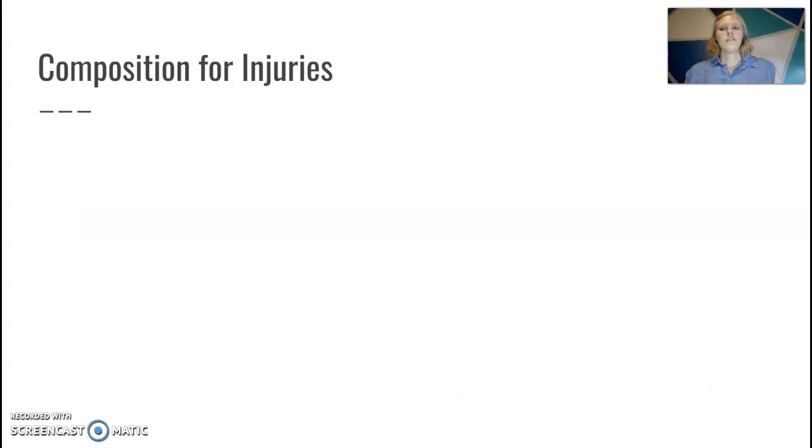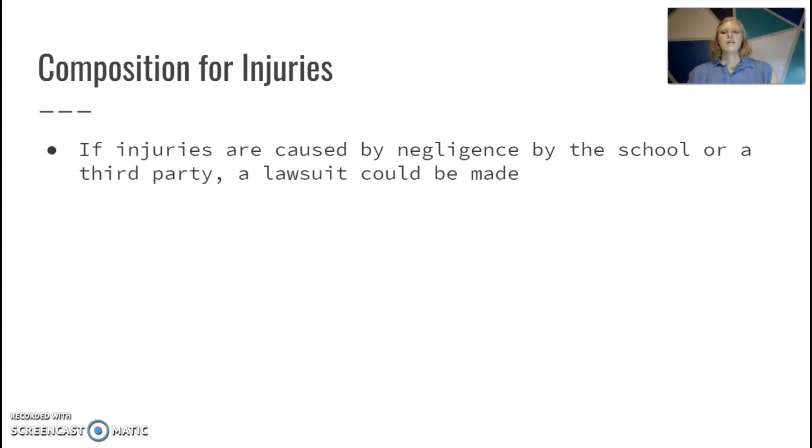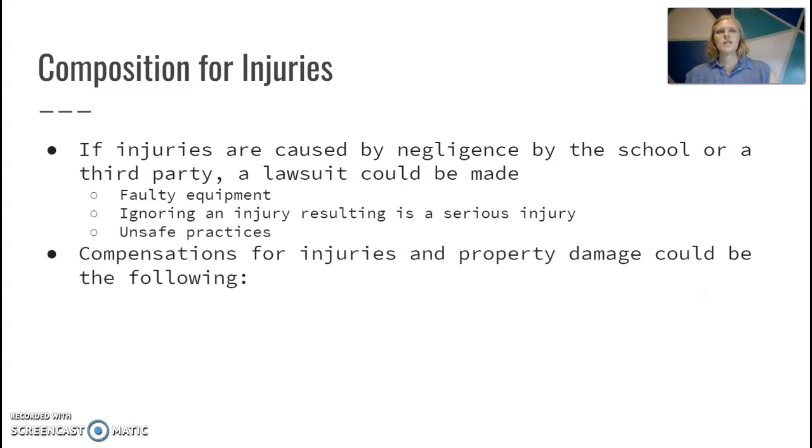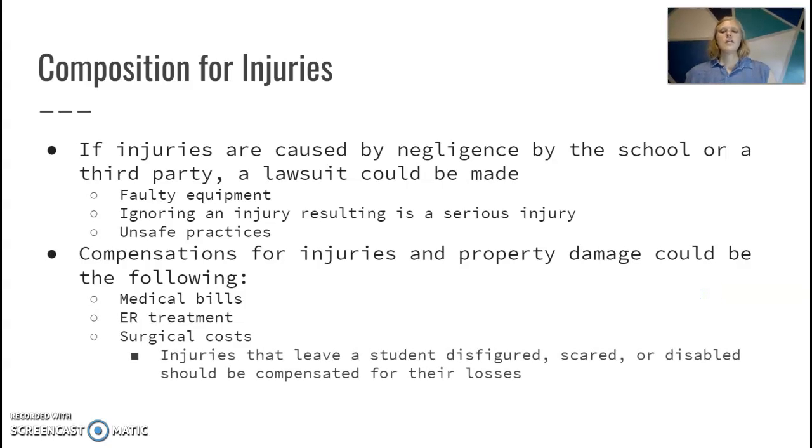I personally, at first, thought that they were coming in for compensation for injuries. If injuries are caused by negligence by a school or third party, a lawsuit could be made. This could be faulty equipment, ignoring an injury that results in a more serious injury, or unsafe practices. Compensation for injuries or property damage could be from medical bills, ER treatment, surgical costs. Injuries that leave students disfigured, scarred, or disabled should be compensated for.